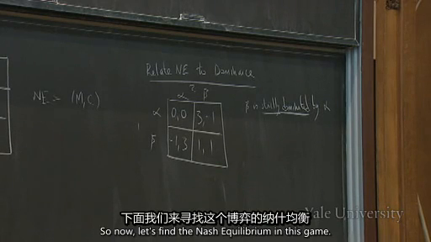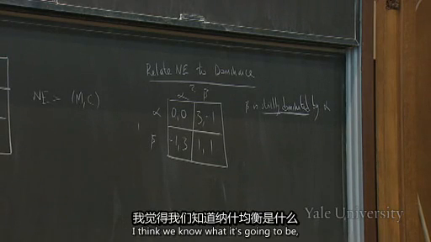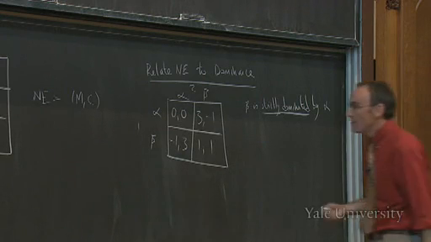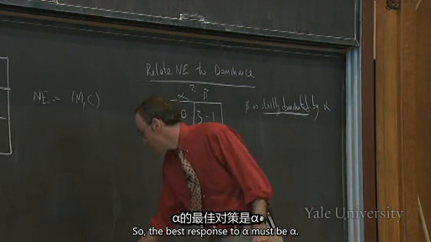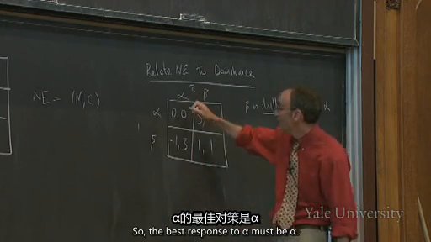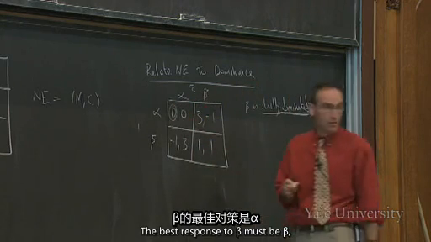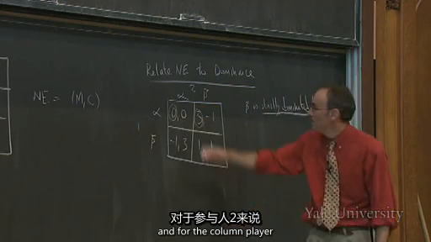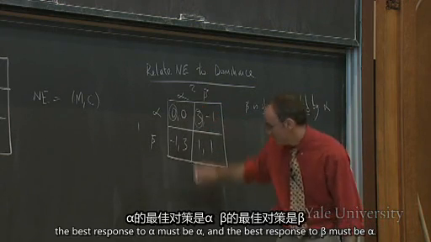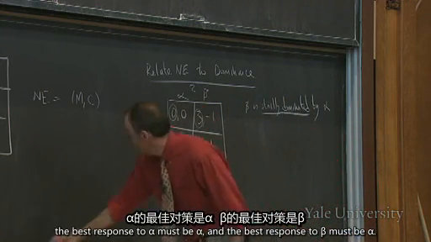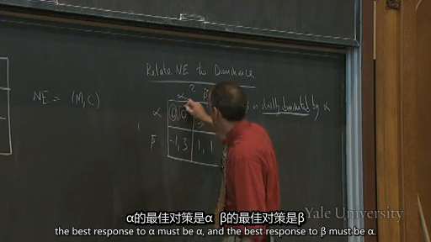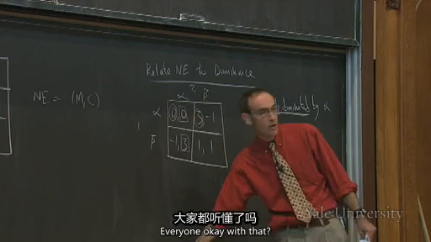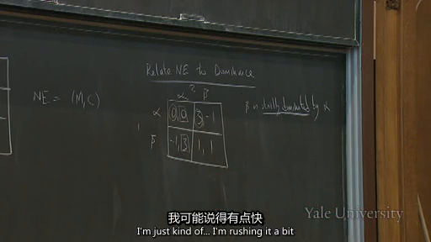All right? So now let's find the Nash equilibrium in this game. I think we know what it's going to be, all right? But let's just do it in a sort of slow way. So the best response to alpha must be alpha. The best response to beta must be alpha. And for the column player, the best response to alpha, I was doing it in pink, wasn't I? The best response to alpha must be alpha. And the best response to beta must be alpha. Everyone okay with that? I'm rushing it a bit because it's kind of obvious.